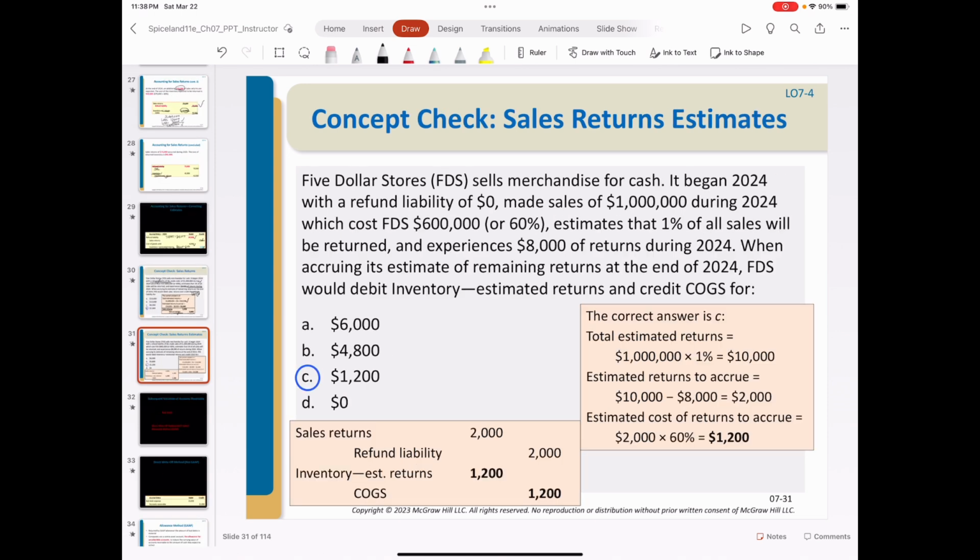The question asks us for the inventory estimate return based on the same information. So we debit sales return, credit refund liability $2,000, and also we will debit inventory estimate return and credit cost of sales, which is 60% of this amount. So the answer is $1,200.